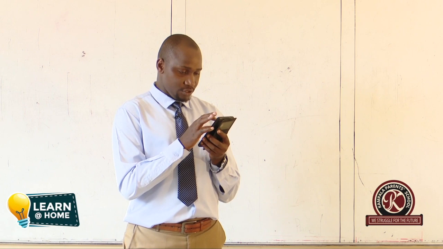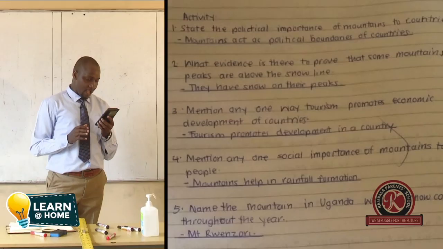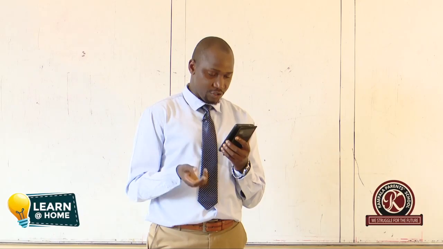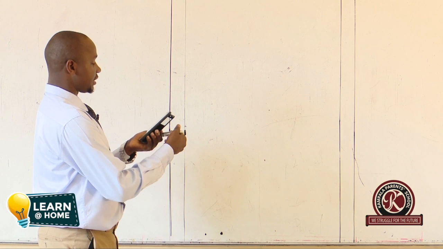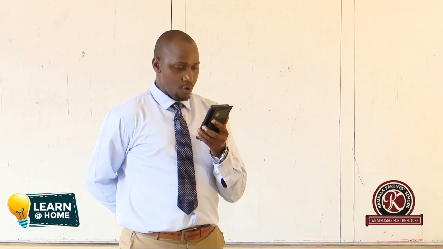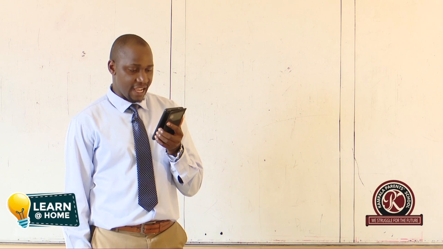We also got work from Awora Nicholas from Entebbe. You did not indicate the school, but we got your work. However, your answer was not proper. You said they have snow. Let us look at the question the way it is, so we have a clear view of the question. What evidence is there to prove that some mountain peaks are above the snow line? You said they have snow.